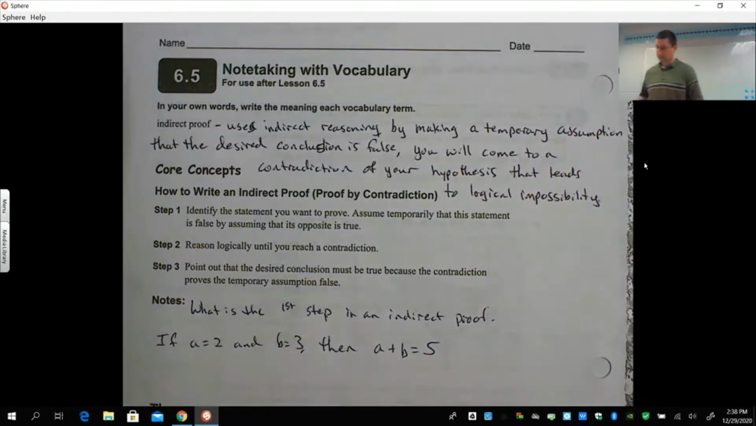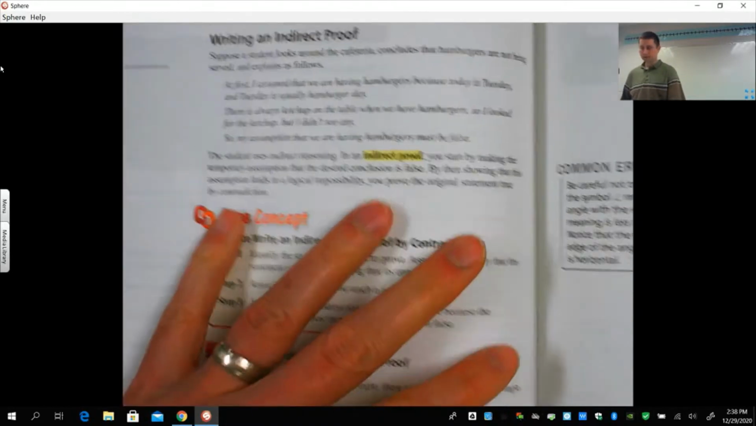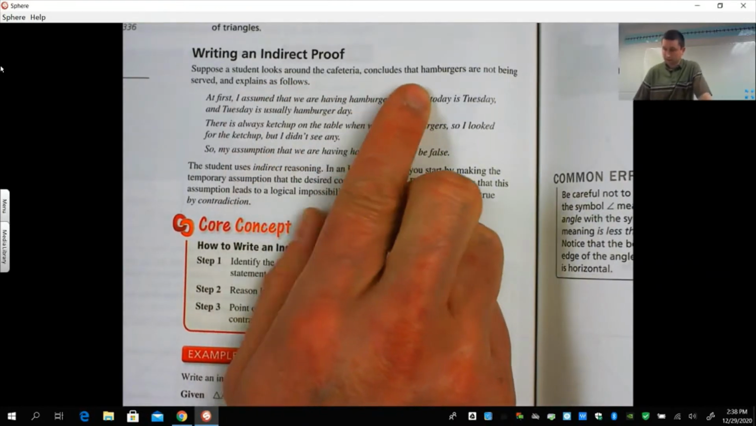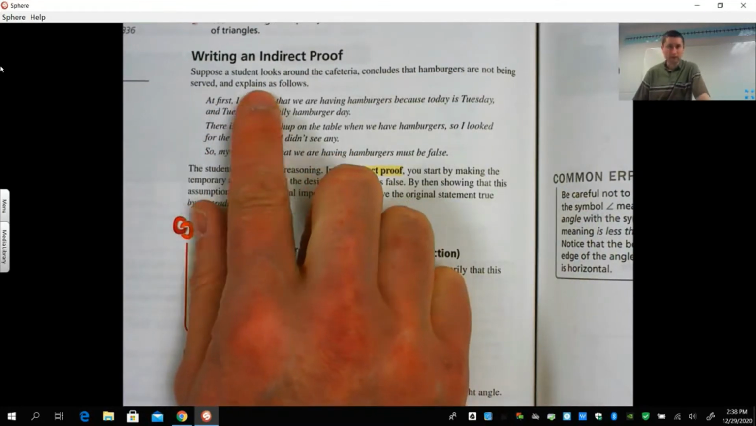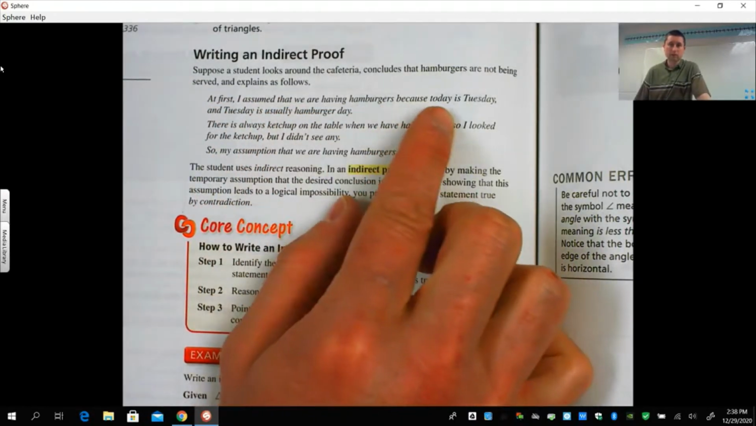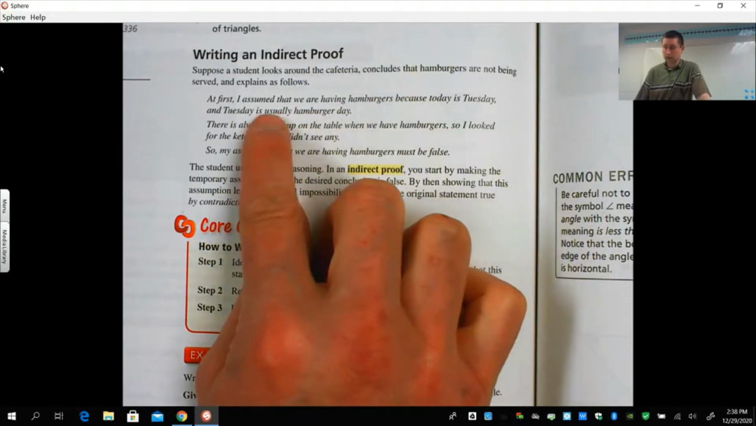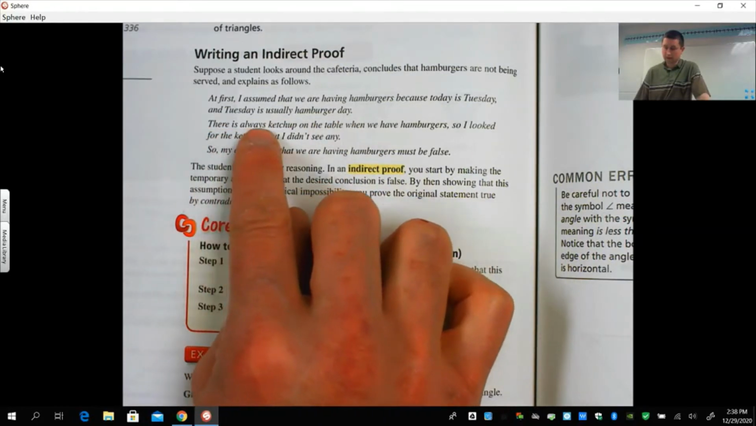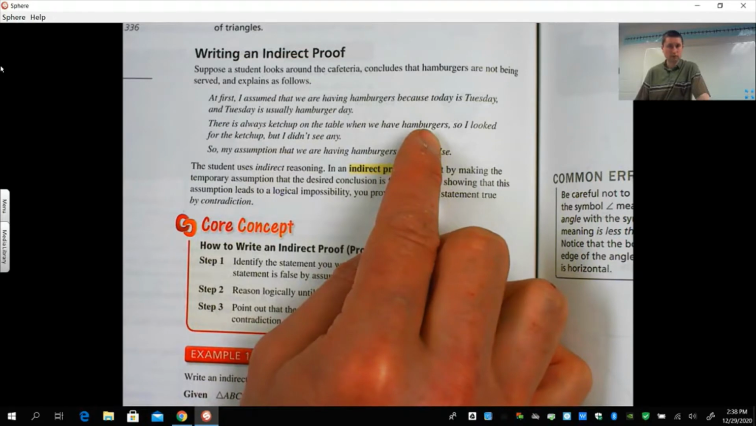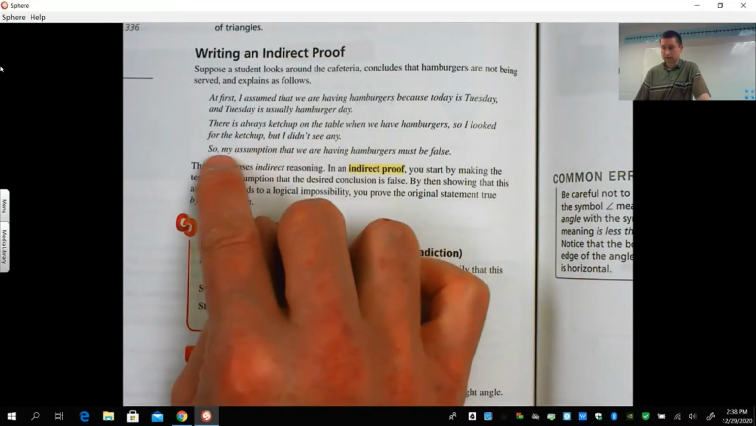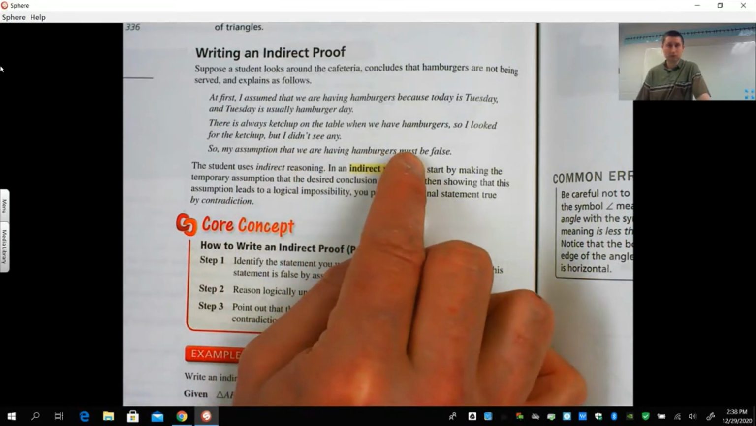So here's kind of what they have from the textbook. I can read it off to you, but I think it's a little bit easier if you can see it as well. A student looks around the cafeteria, concludes that hamburgers are not being served, and explains as follows. At first I assumed that we are having hamburgers because today is Tuesday, and Tuesday is usually hamburger day. There is always ketchup on the table when we have hamburgers. So I looked for the ketchup, but I didn't see any. So my assumption that we are having hamburgers must be false.